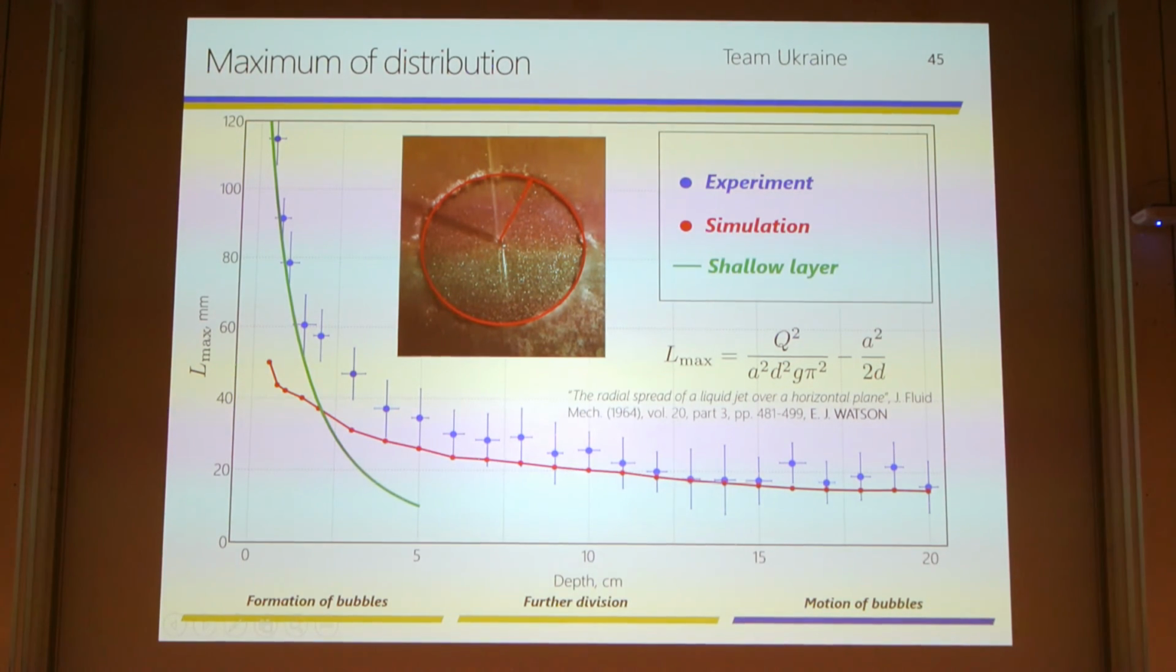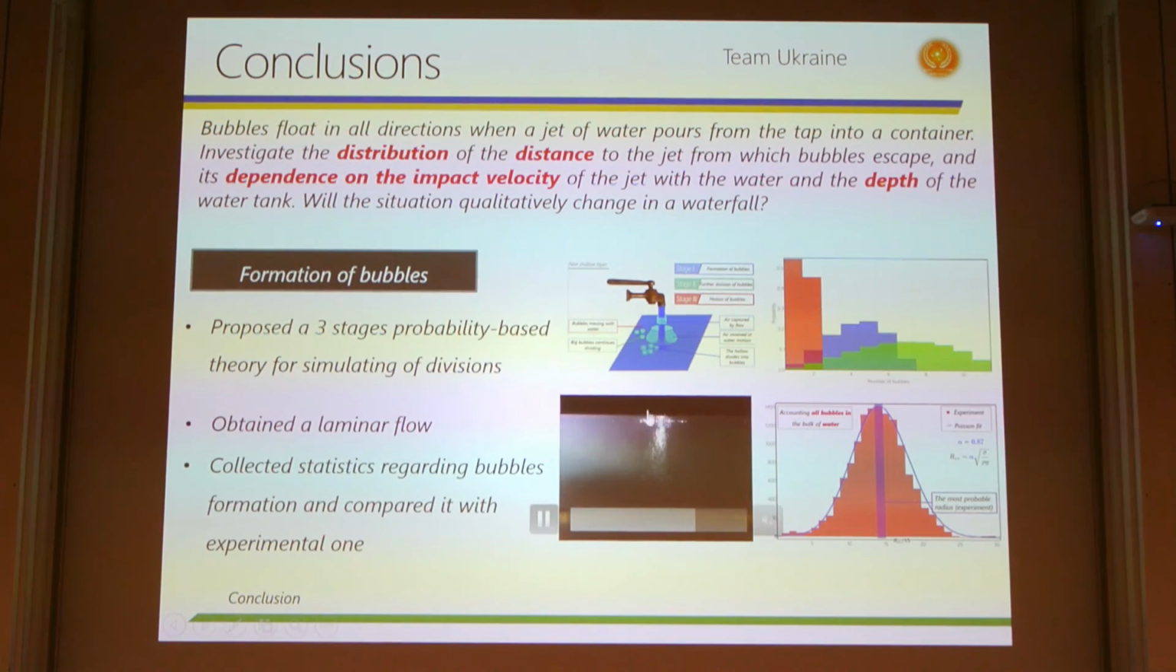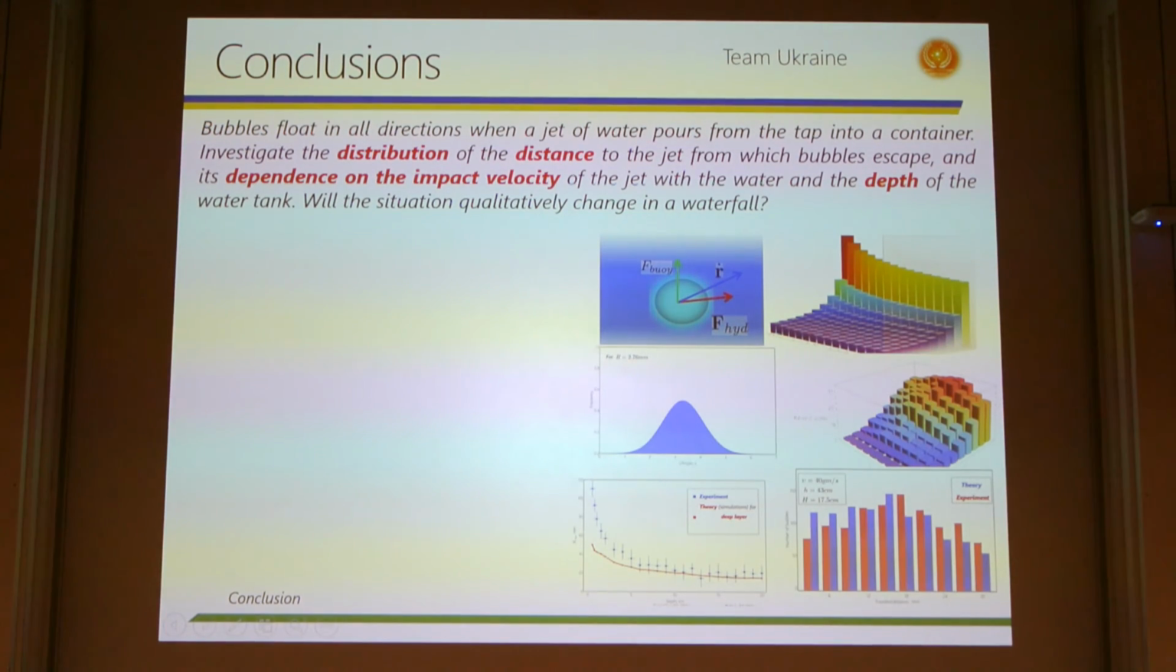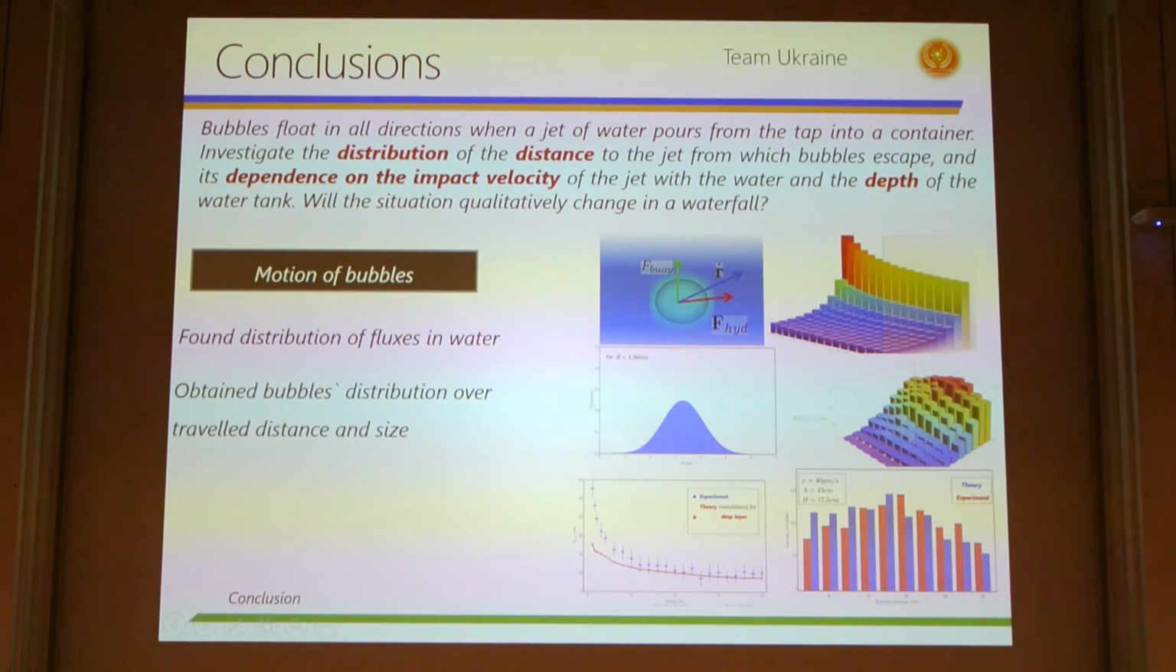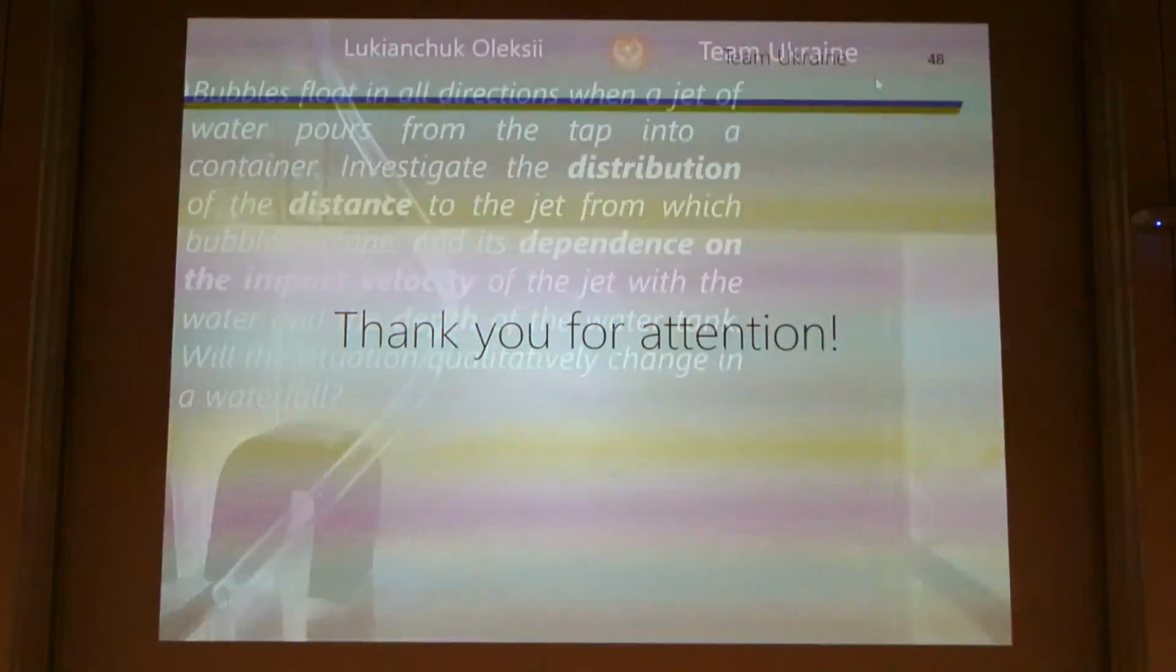So, in my solution, I propose a three-stage model that can tell us how the bubbles are formed. The animation is not working, I'm sorry. I have obtained the distribution, and I compare it with the range of my results. And thank you for your attention.